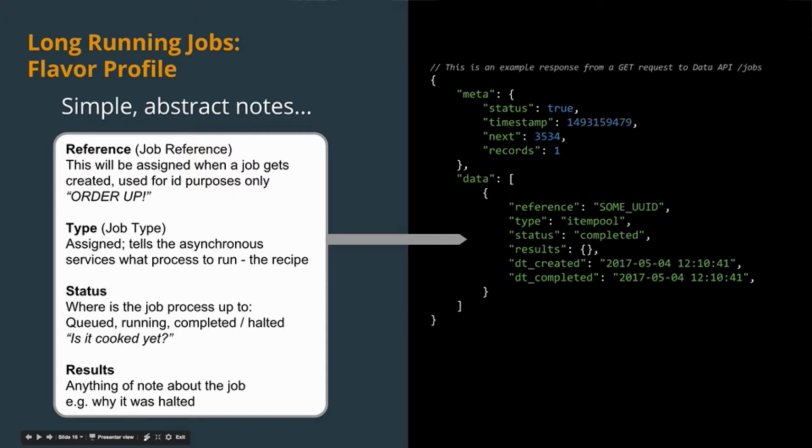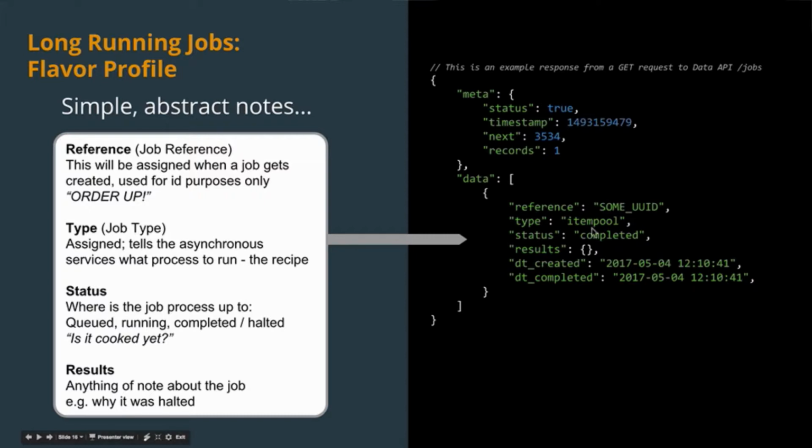So what's typical in a job response is your job reference. Typically, a job reference will be assigned. It's not something that you can assign yourself. For our uniqueness, every time a job gets thrown through the system, it will give you a unique ID.